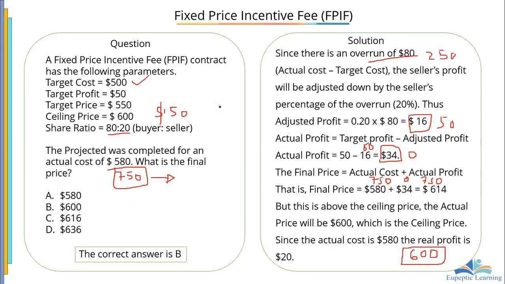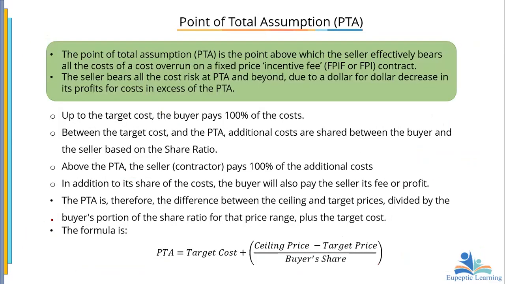So let's see what the point of total assumption means. What is point of total assumption? It is a point above which the seller effectively bears all the cost of a cost overrun on a fixed price incentive fee contract. The seller bears all the risk at PTA and beyond due to what we call a dollar for dollar decrease in net profit for cost in excess of the PTA. Up to the target cost, the buyer pays 100% of the cost. Okay, up to the target cost.